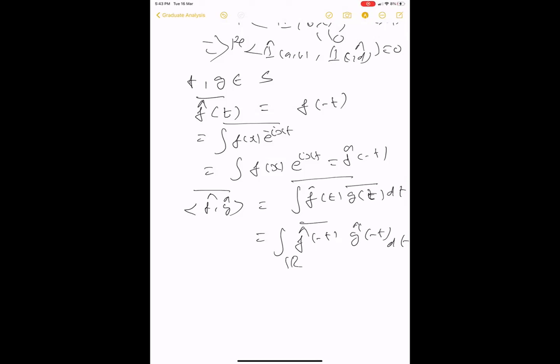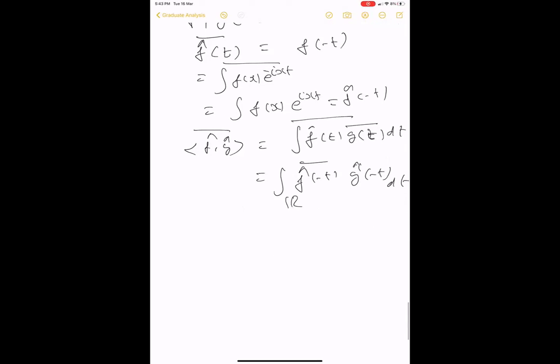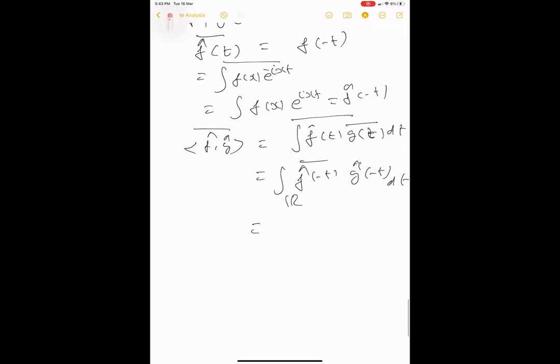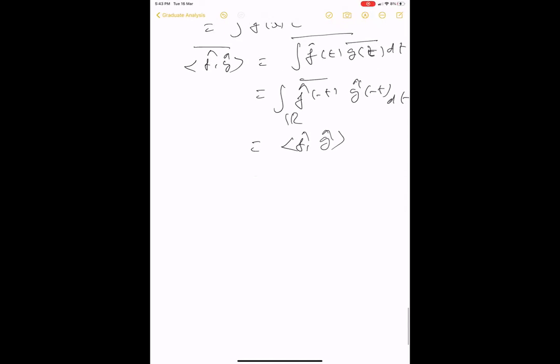But then when you integrate over R, you can change T to minus T, it does not change the integration. So this is also the same as F hat G hat. Because of this property, I mean, F and G are real valued. On the other hand, F hat and G hat satisfy that the bar of F hat at T is F hat at minus T. But then in the integration, it does not matter whether you have minus T or T. You can change the variable T to minus T, and nothing will be changed.